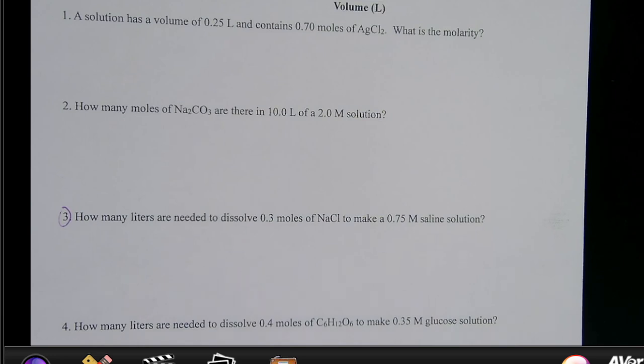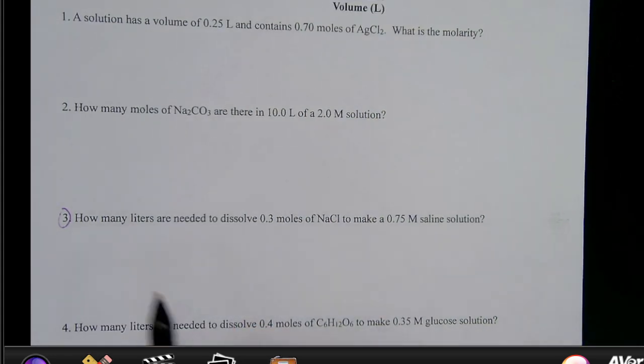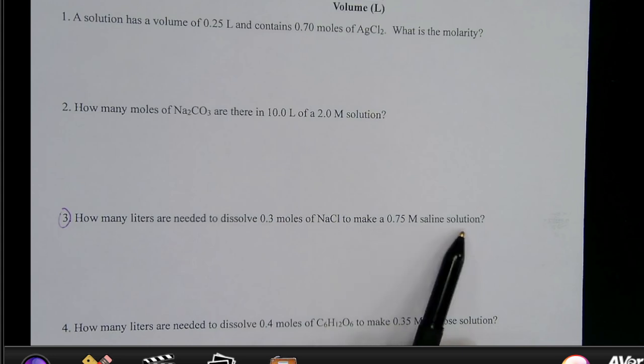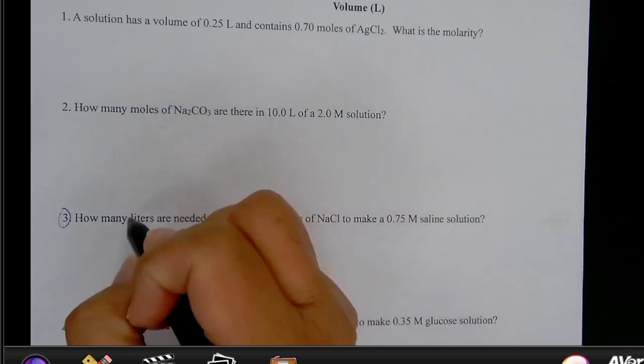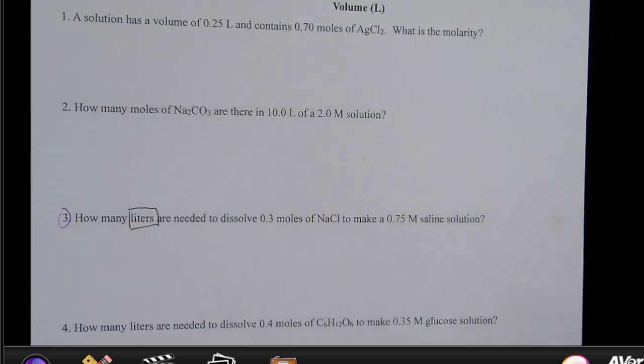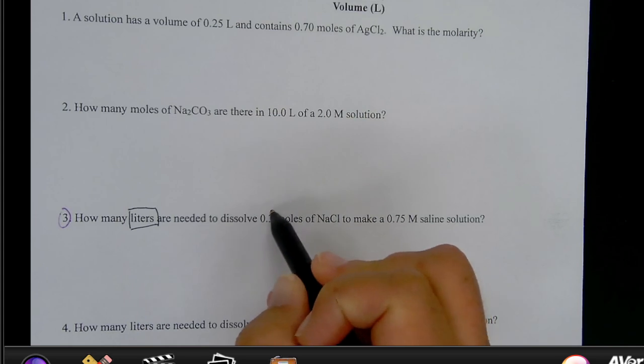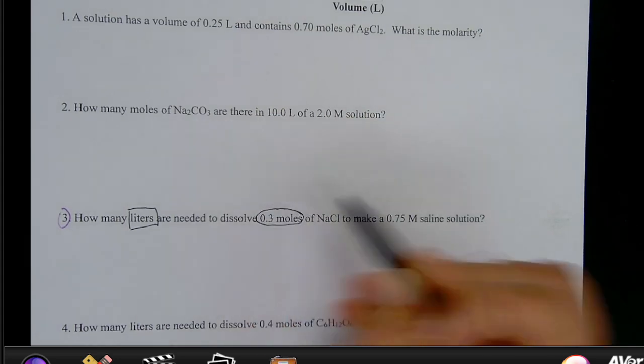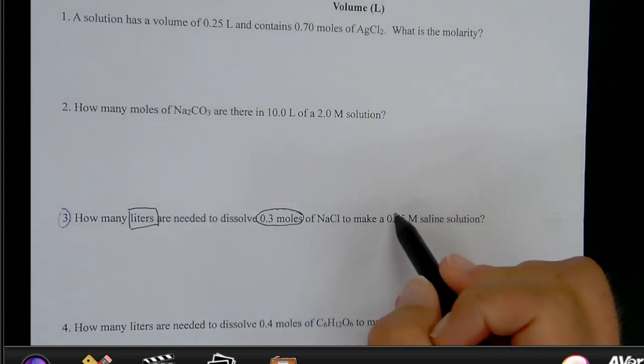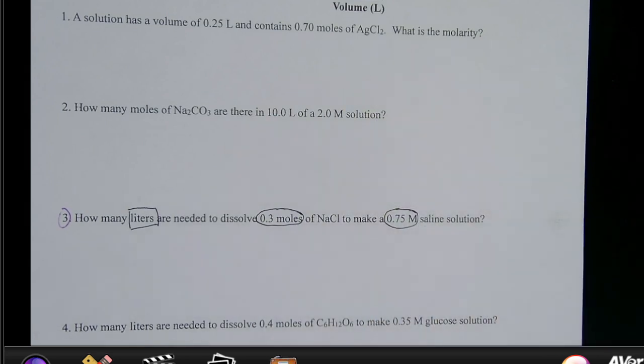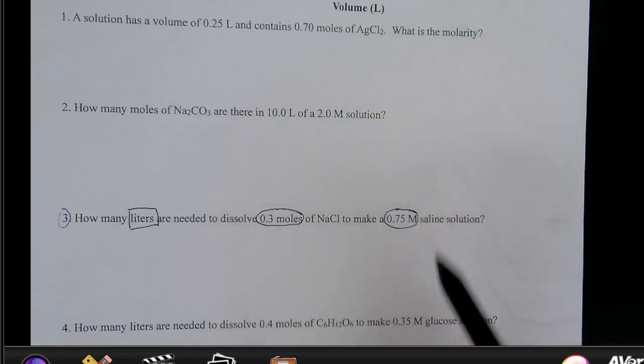Number 3, we're going to look at this. We're going to do kind of an example. So this one, again, says how many liters are needed to dissolve 0.3 moles of sodium chloride to make a 0.75 molar saline solution. So we're going to box in what we need. We need liters. Liters is a volume. We're going to dissolve, one of our givens is 0.3 moles. The other given is that it's a 0.75 molar saline solution. So then we're just going to plug those numbers in.